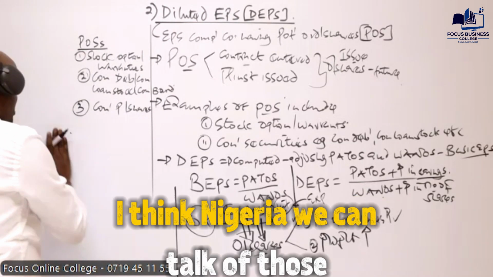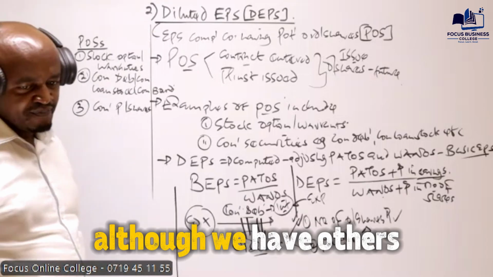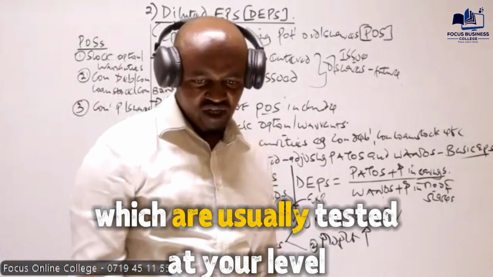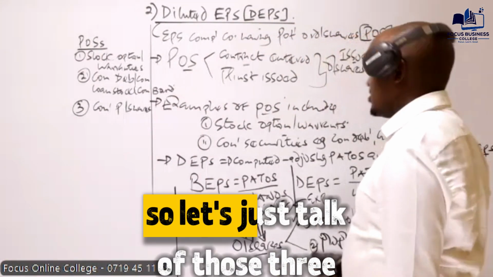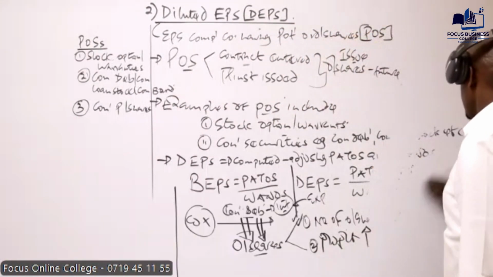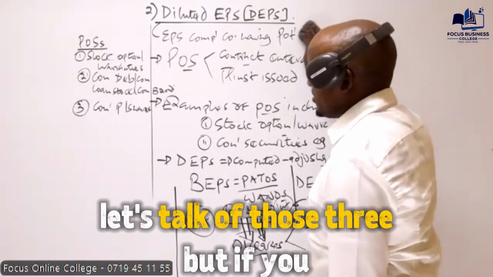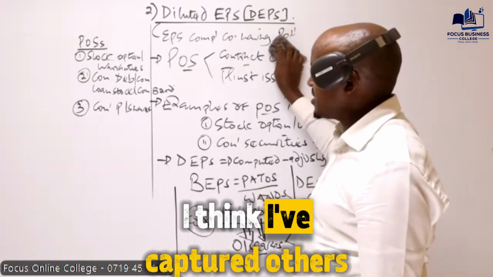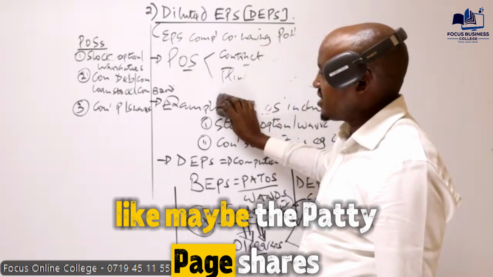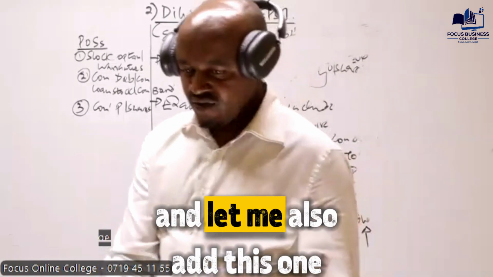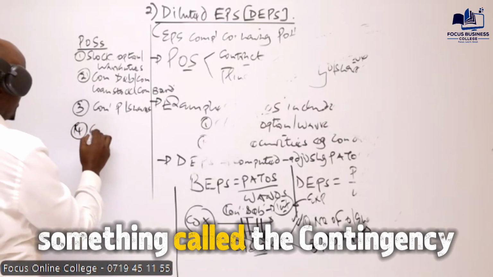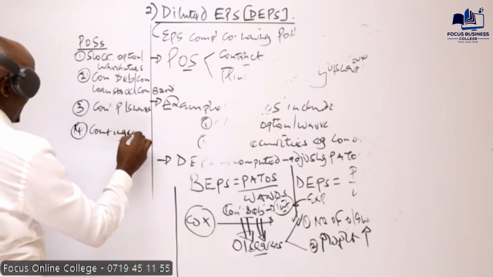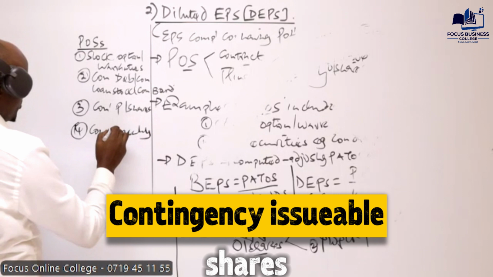I think majorly we can talk of those, although we have others. But if you check the questions which are usually tested at your level, you usually come across maybe those three. So let's just talk of those three. But if you check the notes, I think I've captured others, like the partly paid shares. And let me also add something called the contingently issuable shares.